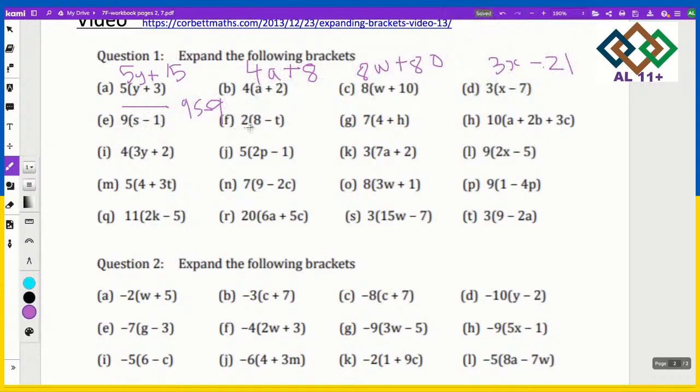So now we are on F. 2 multiplied by 8 is 16 minus 2 multiplied by T is 2T. I hope it's not hard and you want the next one now. So we are on G now. Try writing your answers in the comment box so I could put your comments on the screen for others to see what you all are doing.